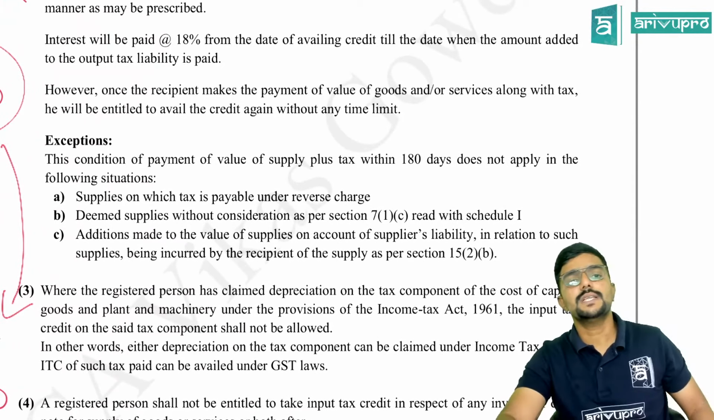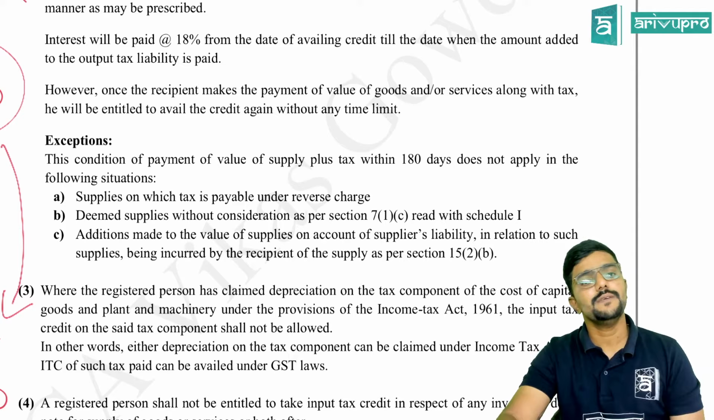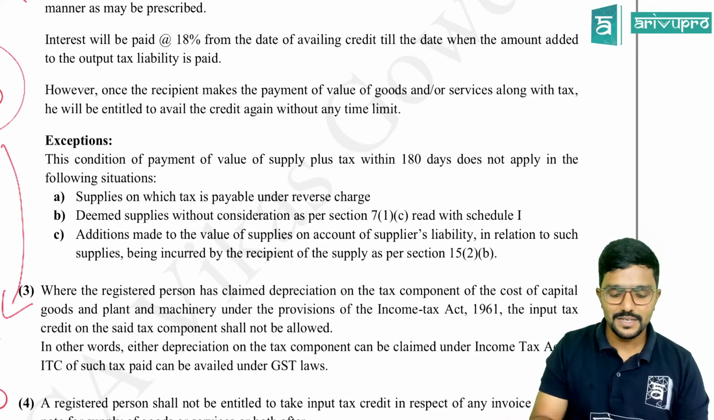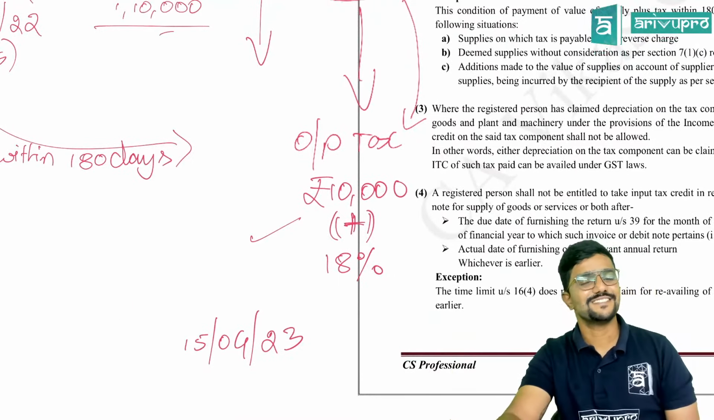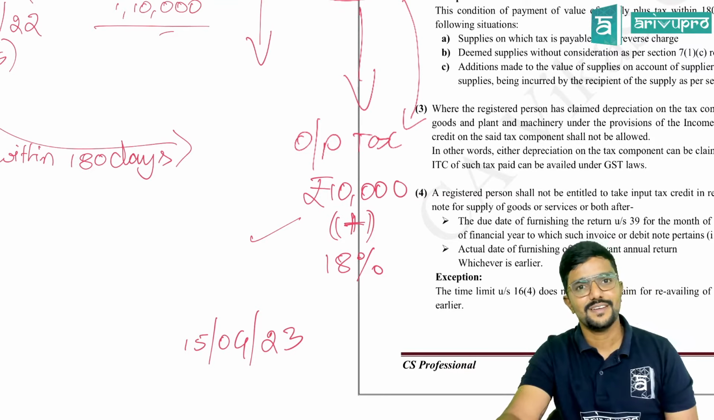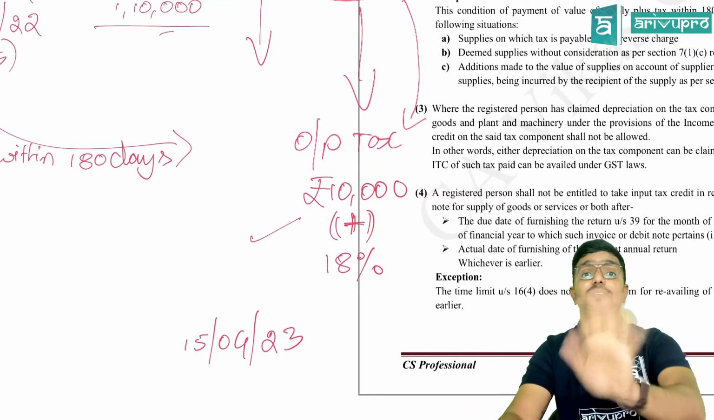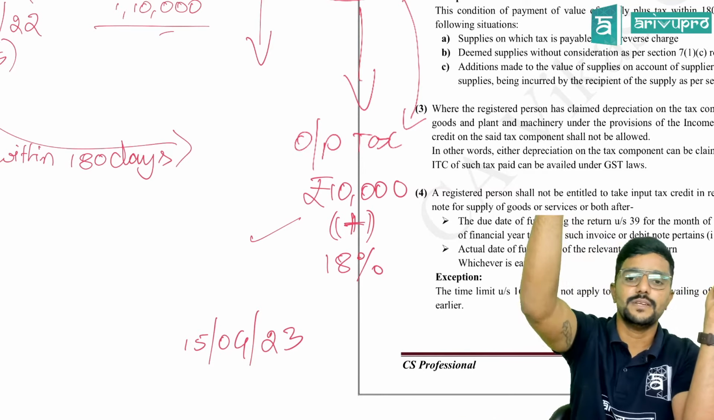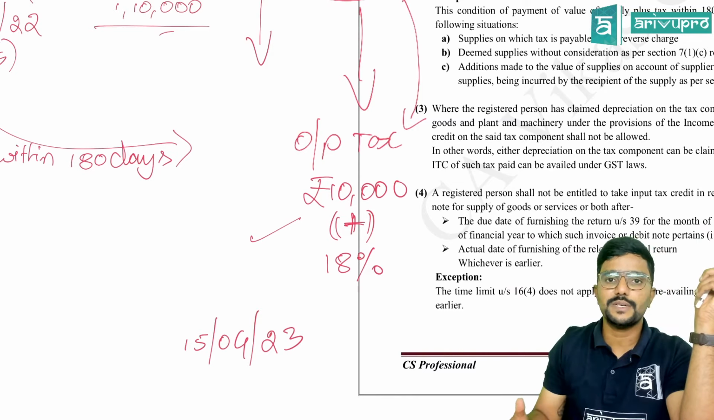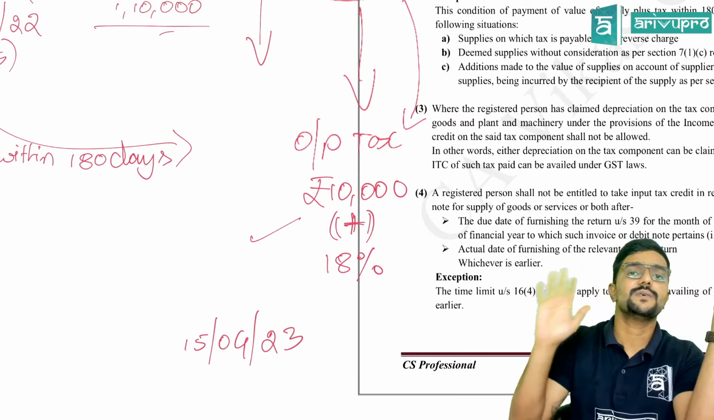However, once the recipient makes the payment of the value of the goods or services along with the tax, he will be entitled to avail the credit again without any time limit. Now, sir, once he pays this tax, can he claim the credit? Yes, he can claim it, but only for the tax part, not for the interest part. Because whatever credit you have claimed, now we are adding it to output tax and asking you to pay it. Once you pay it, can you claim the credit? Yes, you can claim the credit.